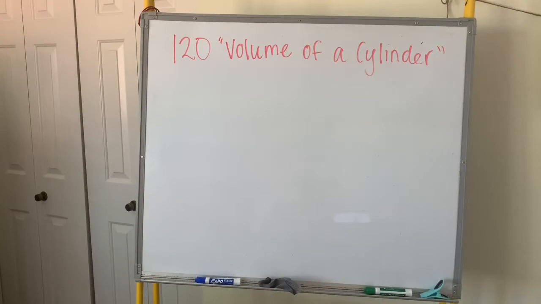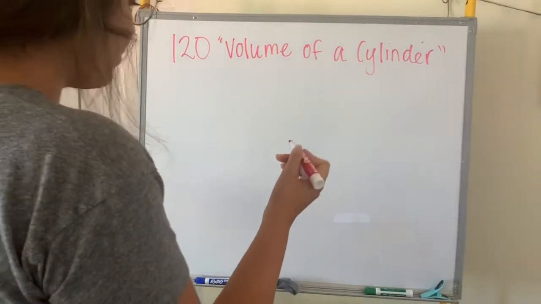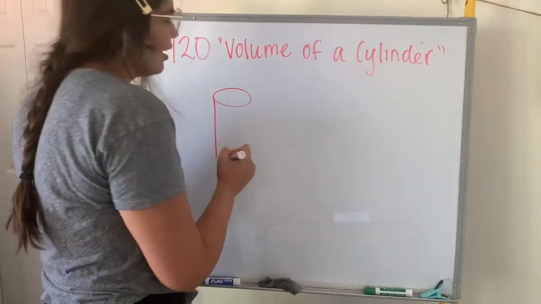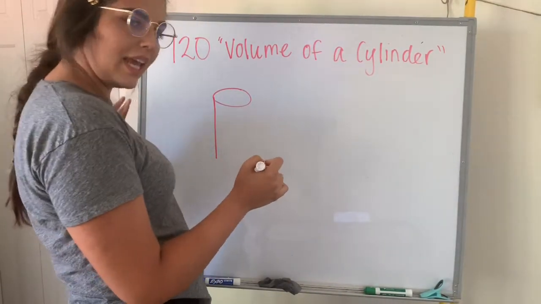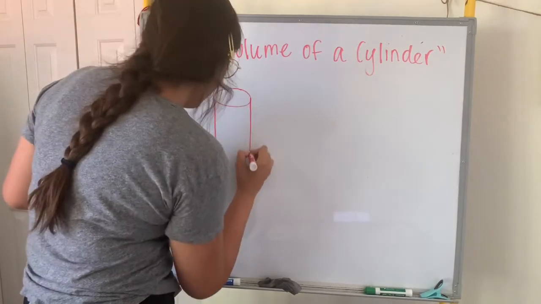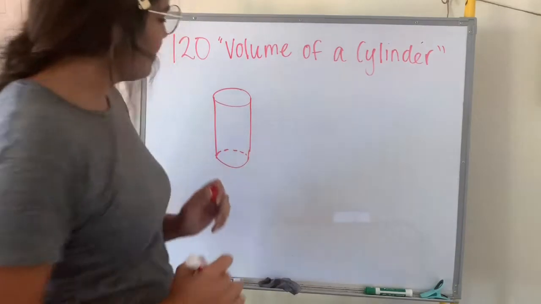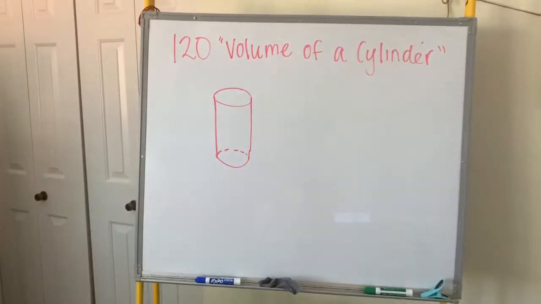Okay, for our final 5th grade lesson, we are finding the volume of a cylinder. Now, what does a cylinder look like? Well, a cylinder is a 3-dimensional shape, kind of like a Pringles can or any other can that you might have in your house. There we go, a 3-dimensional shape.